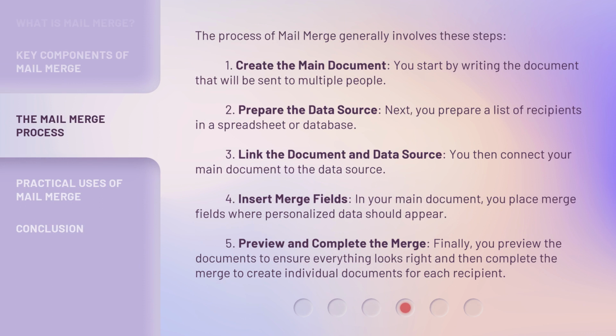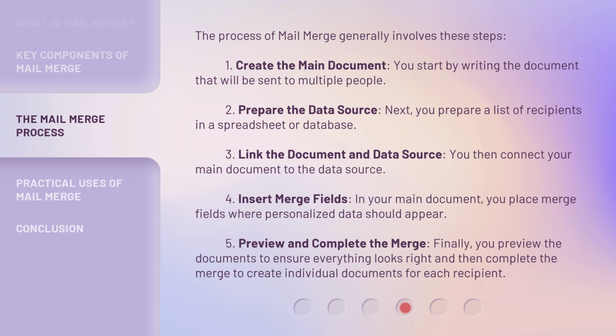The process of mail merge generally involves these steps. 1. Create the main document. You start by writing the document that will be sent to multiple people. 2. Prepare the data source. Next, you prepare a list of recipients in a spreadsheet or database. 3. Link the document and data source. You then connect your main document to the data source.